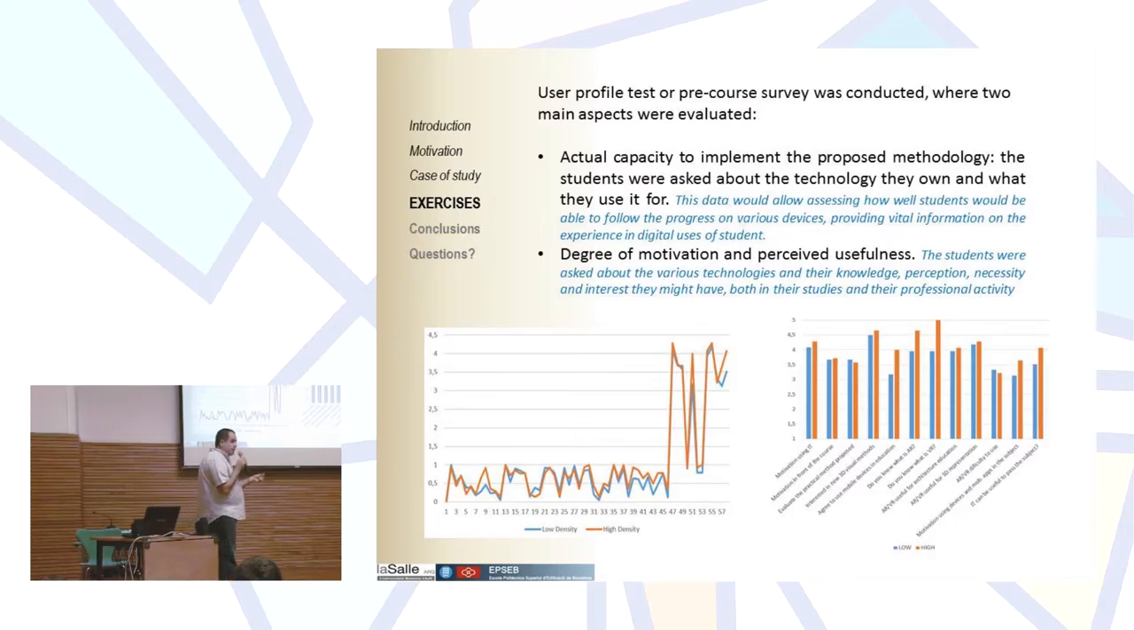And the degree of motivation and perceived usefulness about the techniques that we will implement along the course. The students were asked about the various technologies and their knowledge, perception, etc. This graphic only represents that we have two different groups, and we want to evaluate if we have the same type of students. As you can see in the paper, the conclusion in the pretest is, okay, we have homogeneous groups with more or less the same answers about the motivation of the students. We can start the two methodologies without difference.